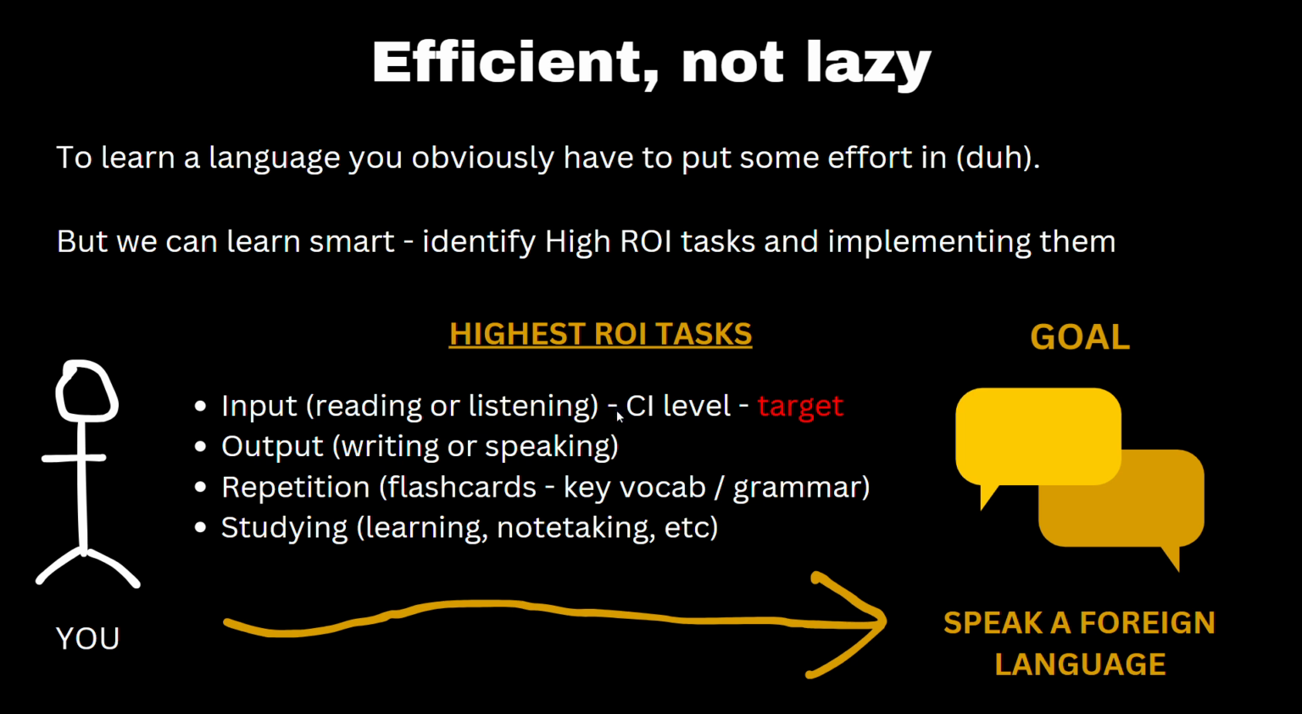As far as output goes, we need to practice writing and speaking. We know that, otherwise we're not going to be proficient in the language. Repetition is crucial as well, because at the end of the day, we're trying to get a foreign language into our long-term memory. We need to teach our brain that this information is important. That's how we remember things in our long-term memory.